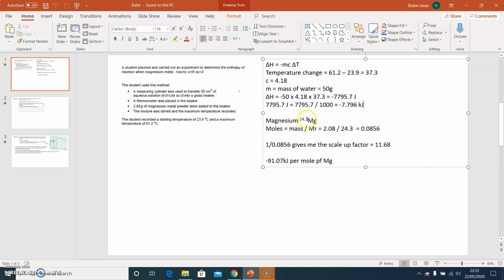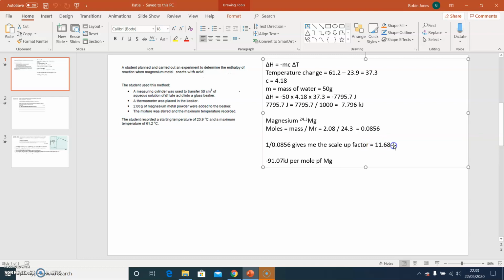Well, magnesium has got an Mr of 24.3. So moles is mass divided by Mr, 2.08 divided by 24.3. I've got 0.0856 moles of magnesium. I've got less than 1. So how do I know what to scale up by to find out how much heat would be given out if I had a whole 1 mole? Well, what I do is I take the fraction that I've got and I do 1 divided by it. It gives me the scale up factor. 1 divided by 0.0856 gives me a scale up factor of 0.68.